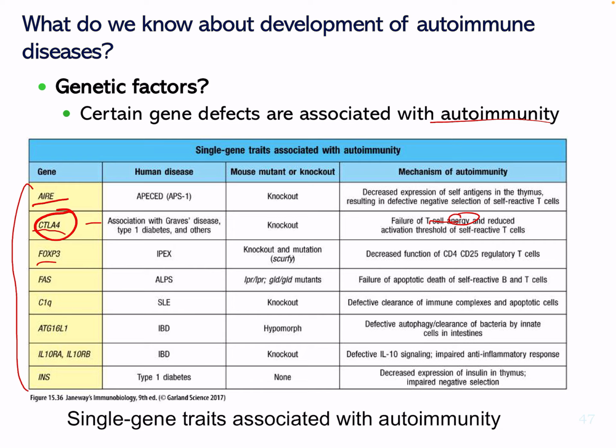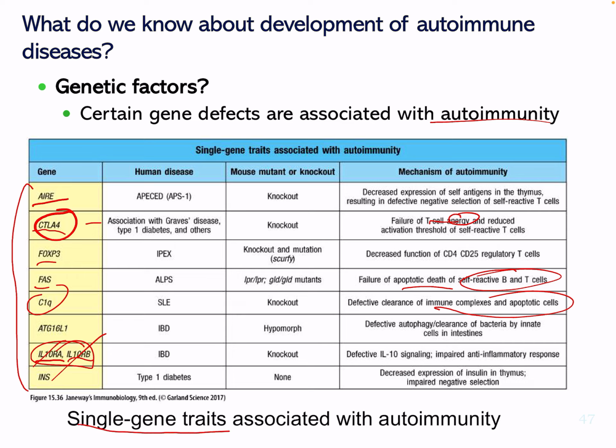An example is FOXP3. Our FAS is involved in a lot of the apoptotic death of our self-reactive B cells and T cells. C1q is part of the complement C1 complex, so defects result in defective clearance of immune complexes and apoptotic cells. And then we can see here IL-10 receptor A and IL-10 receptor B. We talked about IL-10 being very important as an anti-inflammatory, reducing autoimmunity. But if we have defects in the receptors, it won't bind and won't be effective. Again, go through this if you want more detail.